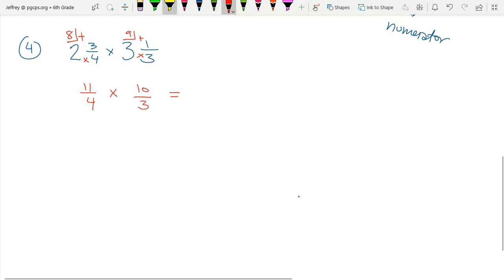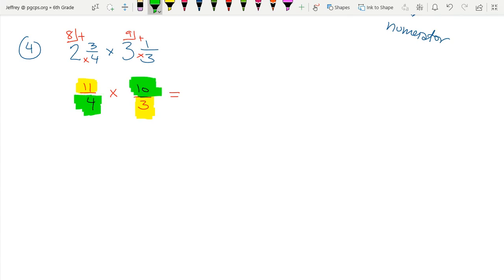Now, let us do cross simplifying. Is there a number that we can simplify with 11 and 3? Nope. There's no factor that can evenly divide into 11 and 3. Now, let's use green now. Is there a factor or a number that can evenly divide into 4 and 10, a common factor for 4 and 10? And we know it's going to be 2.